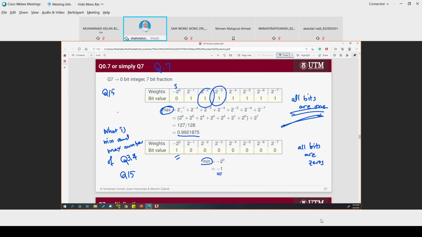Oh, okay, I see. Can you show me the correct one? Because until now I'm not understanding well. Okay, so Q7: the maximum for Q7 is 0 for the sign bit, and then you have 7 bits of 1. Got it? Why? Because 0 is, which sign is it, positive or negative?